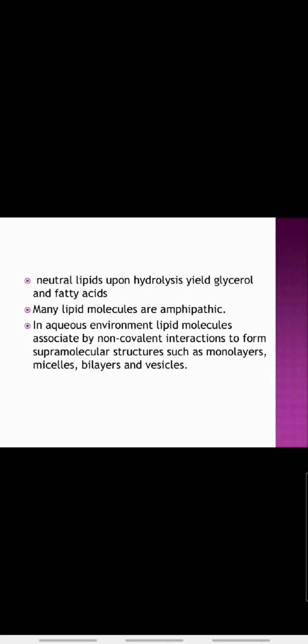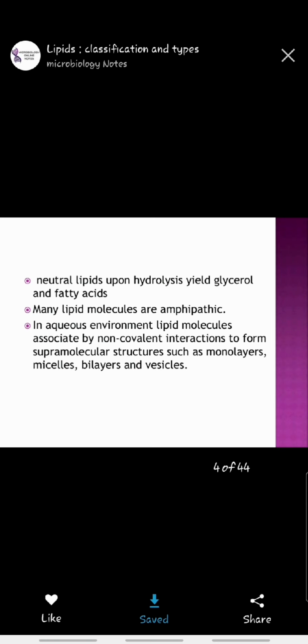Okay, another. It actually said that in aqueous environment, lipid molecules associate by non-covalent interaction to form supramolecular structures such as monolayers, micelles, bilayers, and vesicles.